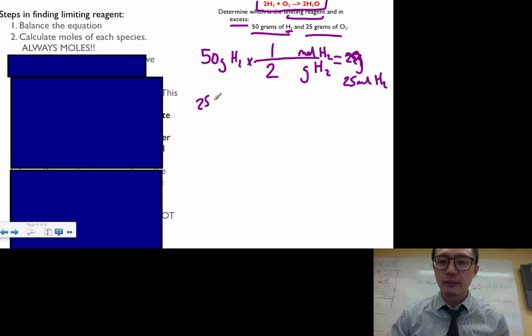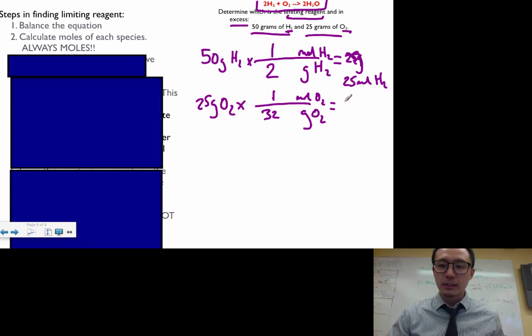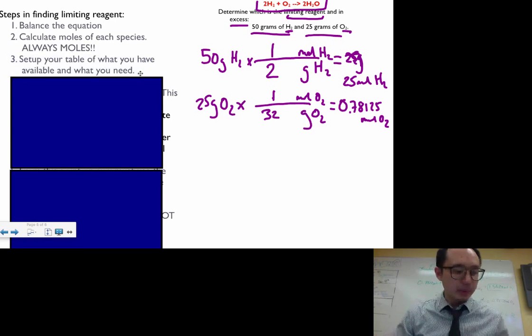The next one is 25 grams of O2 times the division bar. This is going to be grams of O2 on the bottom, and moles of O2 at the top, 1 mole, from the molar mass. Since we have O2, this is going to be about 32 grams. And I believe the answer here is 0.78125 moles of O2. So that's my second step. Once I have all the moles, I'm just going to double check my calculations. 25 divided by 32, yeah, that's right. The third step is setting up the table.